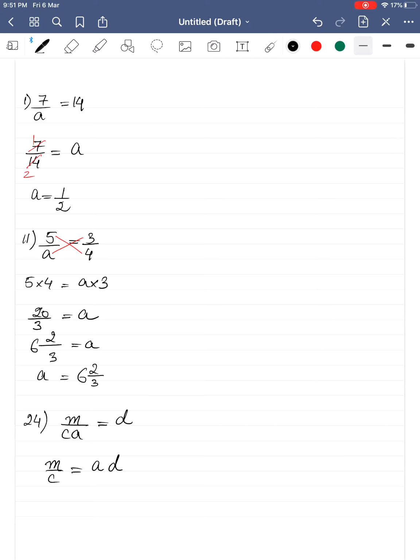So now we can move the d to the other side. Since d was being multiplied, it will divide here, and I'll be left with a. So I can rewrite my answer as a is equal to m divided by cd. Let's try question number 26.